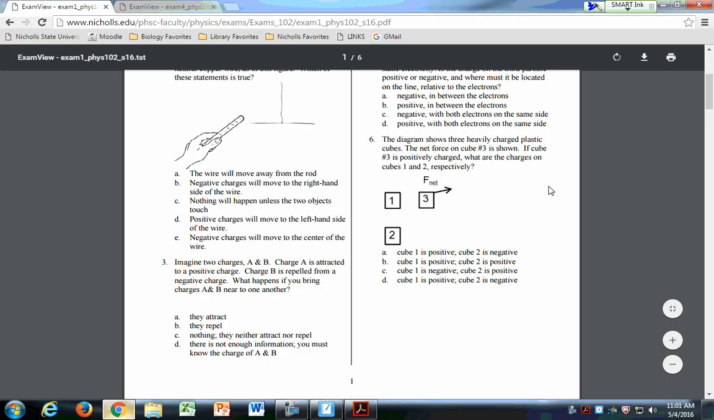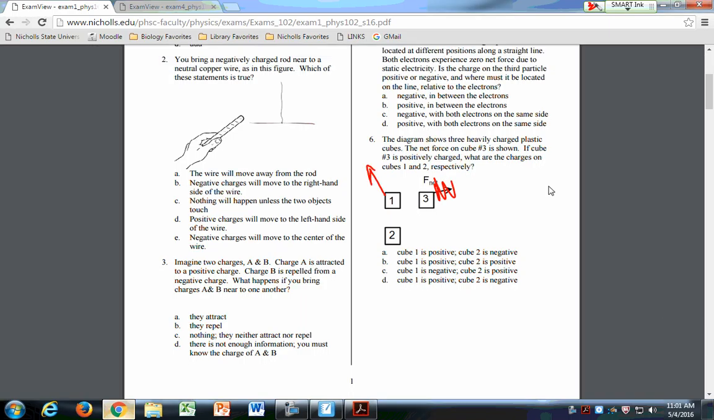So number 6, like I might take this one, and instead of having FNet there, I might have FNet over here or somewhere else. And then you have to tell me what are the charges of the other two. So in this case, the two forces that make that up are a force in this direction and a force in that direction. And so if this is positive, that means both of these are positive because they feel repulsive forces.